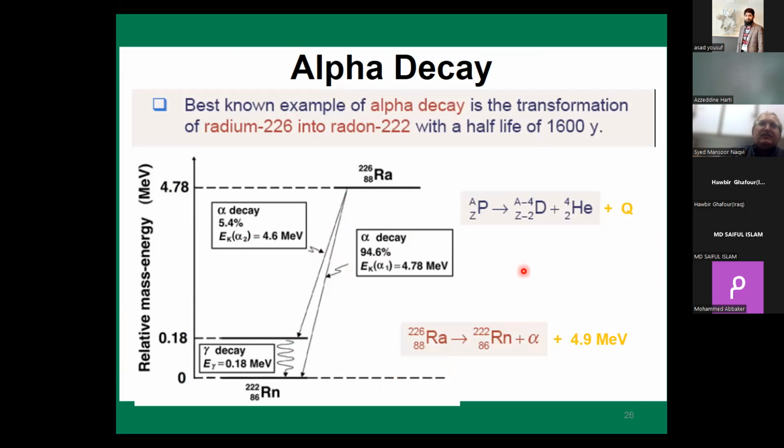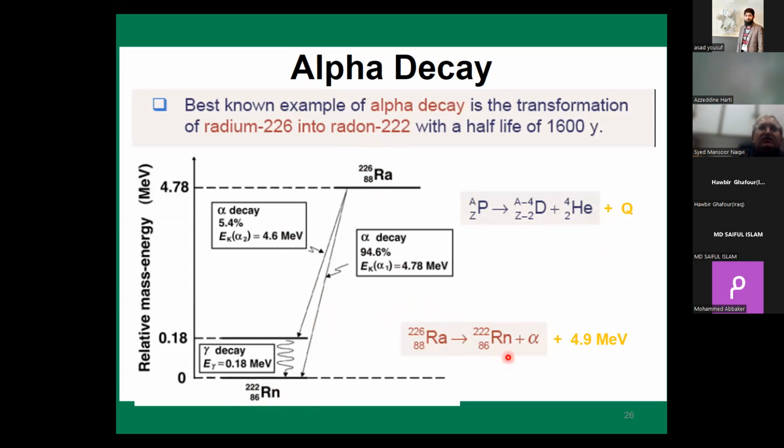Here is the example of alpha decay, where a parent decays to the daughter, losing 2 protons and 4 neutrons, and helium is released along with the disintegration energy Q. Here radium is shown, which decays to radon through alpha decay, and you can see that the change brought a new isotope.